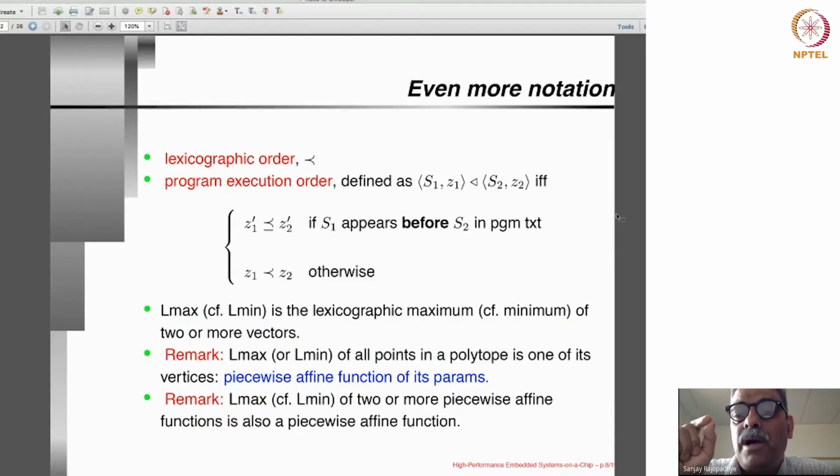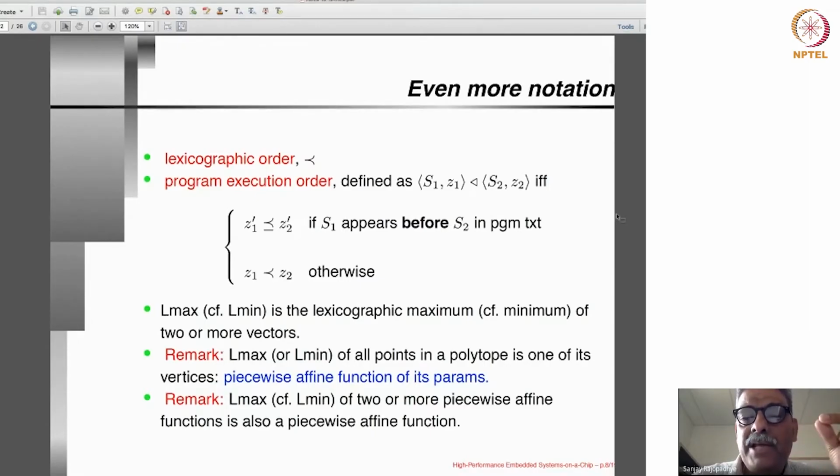Statement S1 at iteration Z1 is executed before statement S2 at iteration Z2 if and only if Z1 prime and Z2 prime are the common indices amongst Z1 and Z2. Remember, you're talking about iteration spaces of two different statements. They may be surrounded by some common index. Okay, so Z1 prime and Z2 prime are the common indices. And on the second branch that I have, there's a typo. That also should be Z1 prime and Z2 prime.